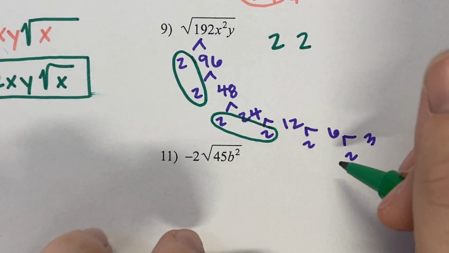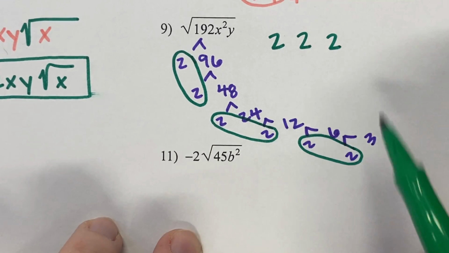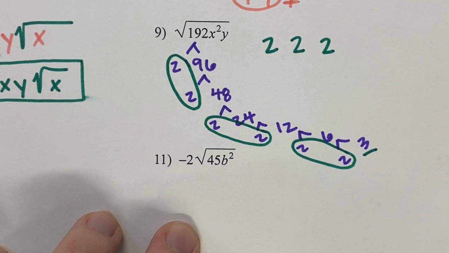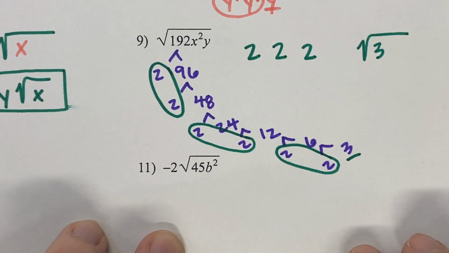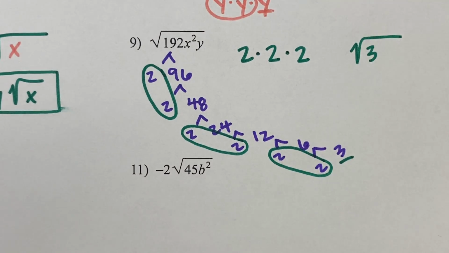And I see another pair of 2's. Okay, so I actually have 3 couples of 2's that got to leave. Okay, well, the number that had to stay inside and we couldn't break down anymore is 3. Okay, I'm leaving myself some space. We know we're going to multiply these guys at the end.